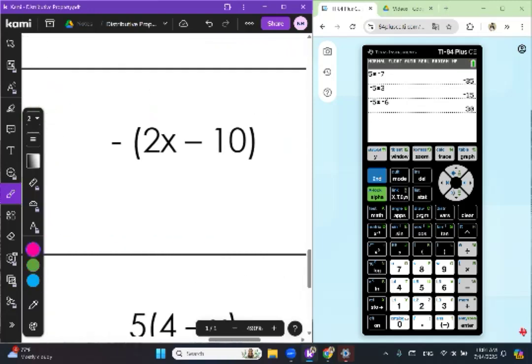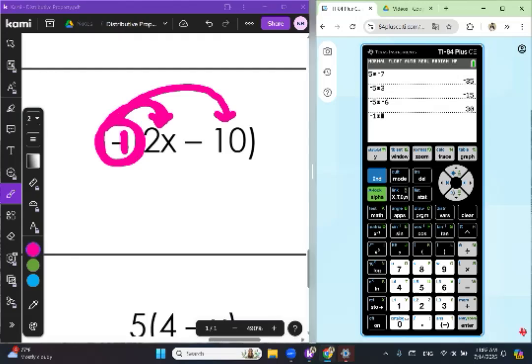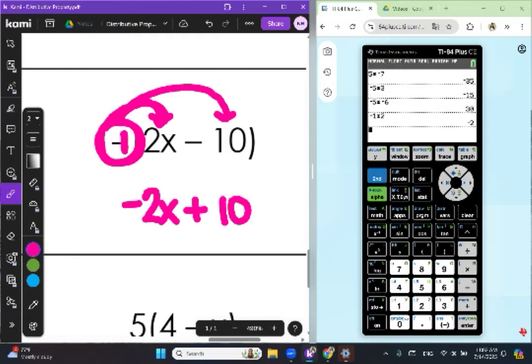Let's try number 3. This one's kind of tricky. What number are we multiplying this time? What number do we have outside of the parentheses? What do we fill in when there is no number physically present? We fill it in with a number 1. So we're going to multiply both terms by a -1. So -1 times 2x. -1 times 2 is -2x. Then -1 times -10. Two negatives make a positive. 1 times 10 is 10.